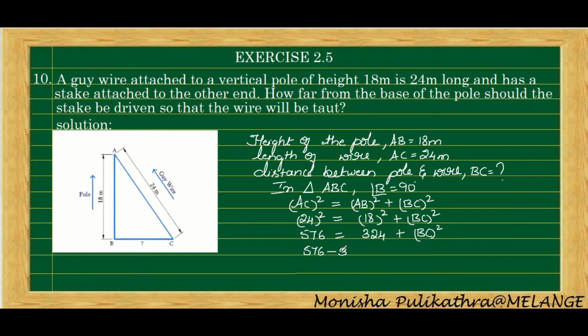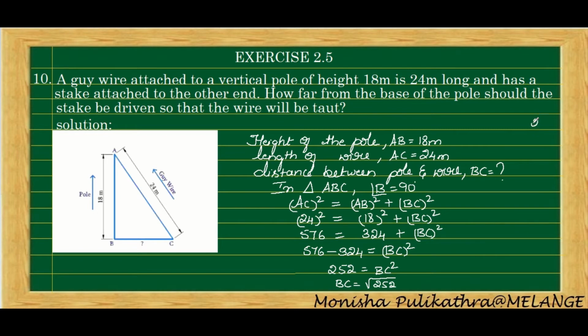So I will shift this 324 to this side. So BC square, 576 minus 324, is 252, is equal to BC square. So BC is equal to square root of 252. We have to find out the square root of 252.